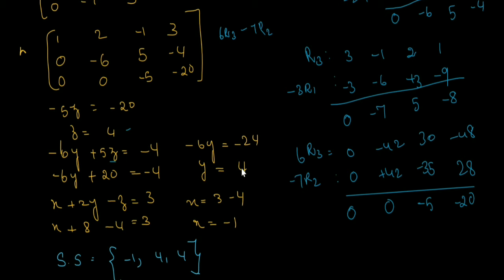So we got z, we got y. Now we have to get x. So go back to the first row now. First element is x plus 2y minus z equal to 3. So x plus 2 into y. Y is 4. 2 into 4, 8. Minus z is 4. So minus 4. So x plus 4 is equal to 3. So x is equal to 3 minus 4. That is equal to minus 1. X is equal to minus 1. Y is equal to 4 and z is equal to 4.